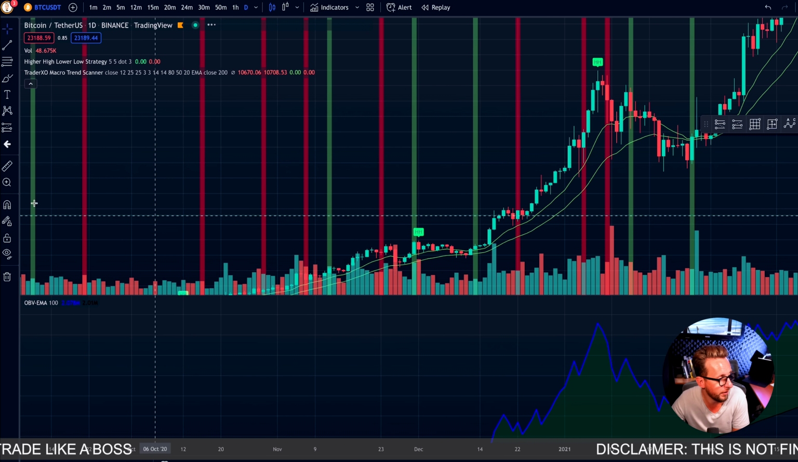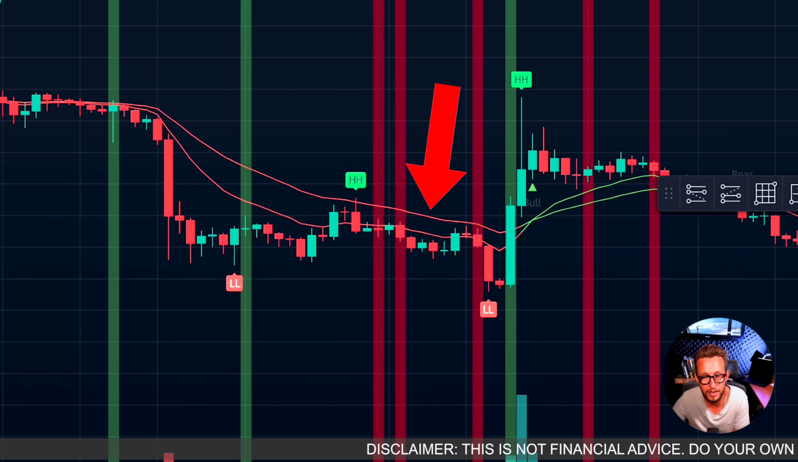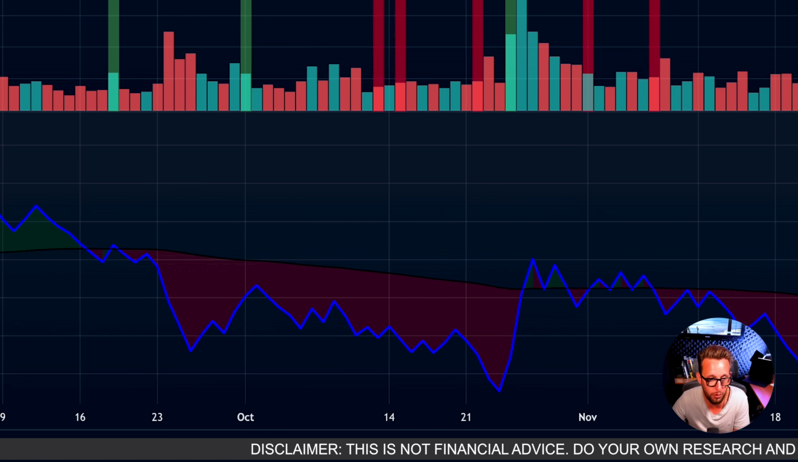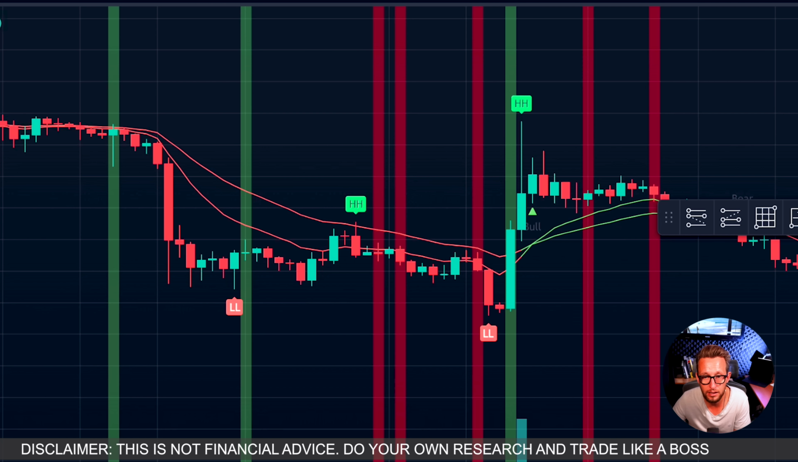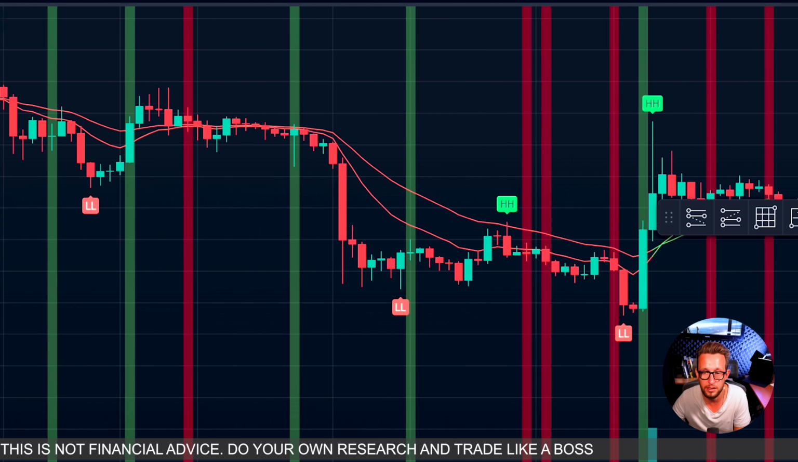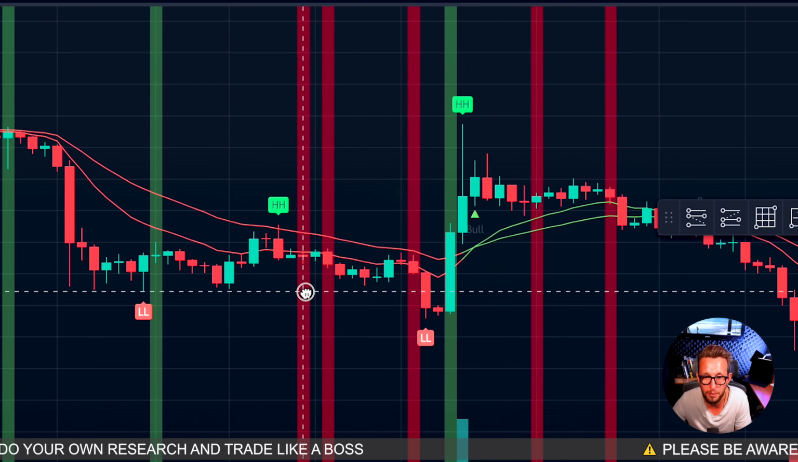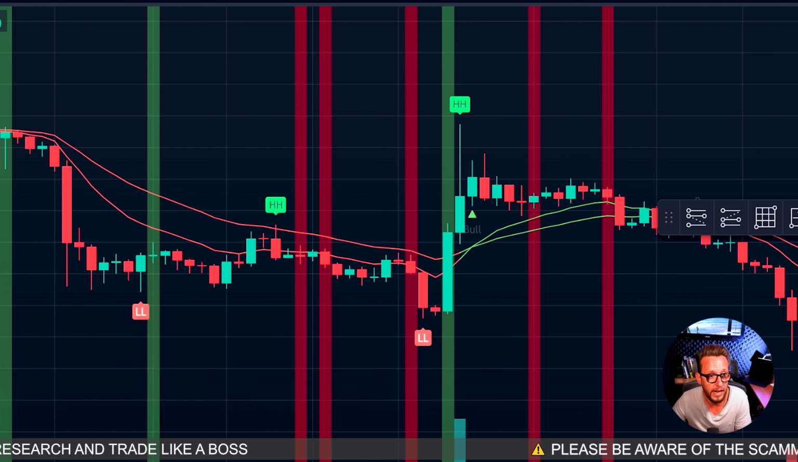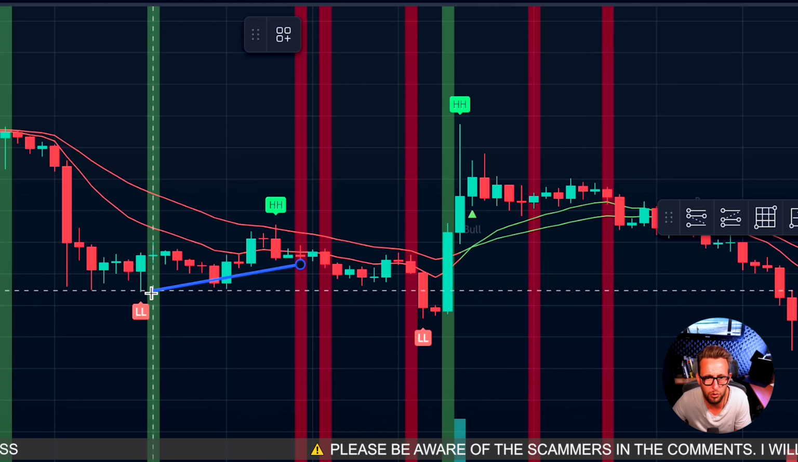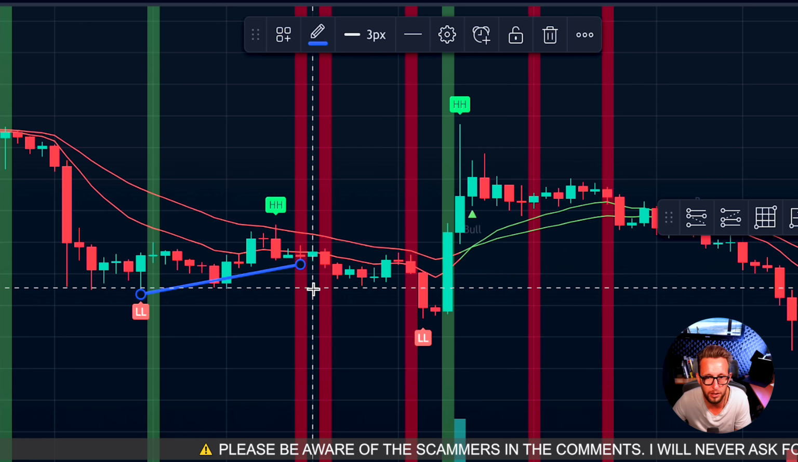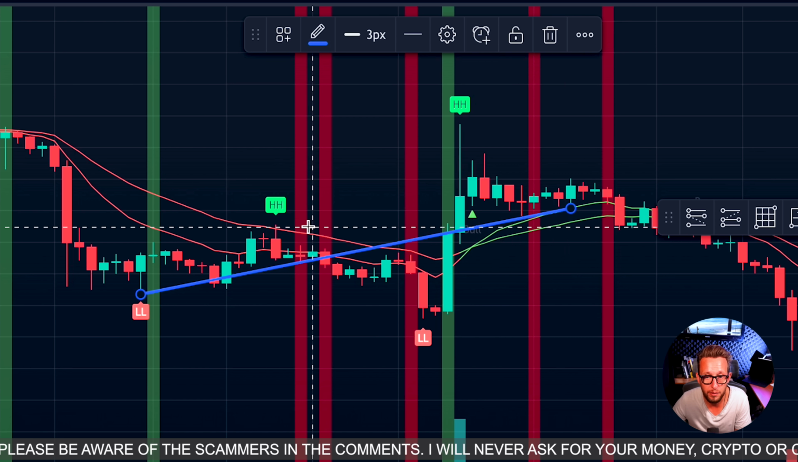Okay, let's find a short very quickly. For shorts, obviously we're waiting for these two lines, the EMAs, to be red. We're waiting for the OBV EMA to be in a red zone. We wait for the red columns like this to tell us that the stochastic RSI is actually above that 80. And then we're going to draw a line from the red candle all the way over to the closest lower low.